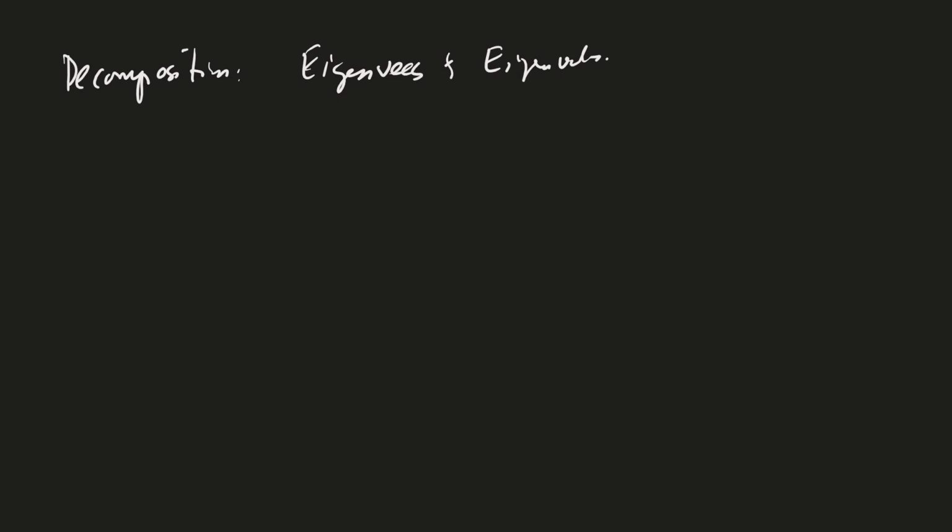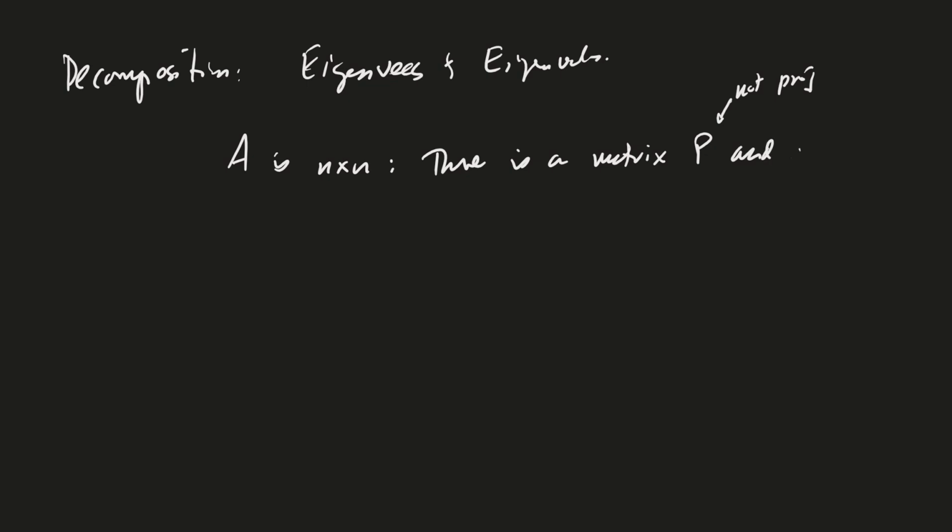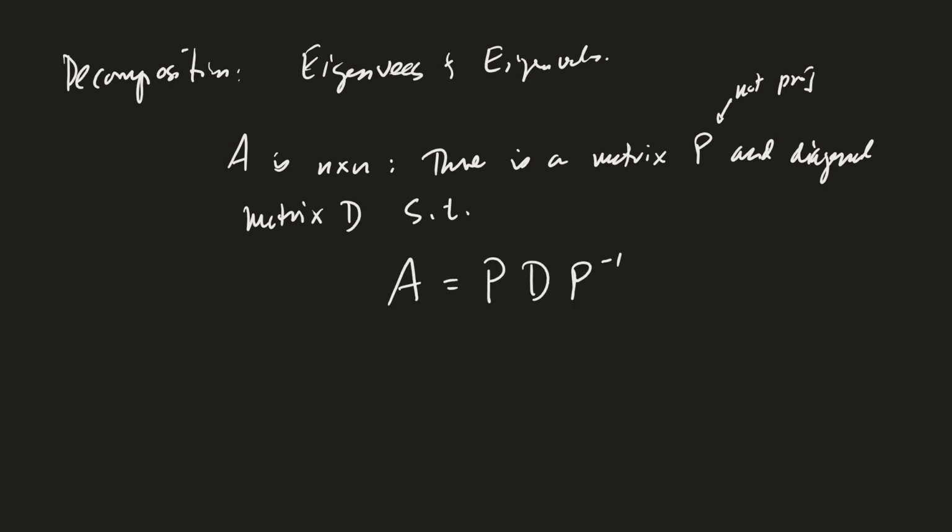And you're familiar with that. A is n by n. And so, we've already gone through the eigenvector eigenvalue definitions, but the idea here is that there is a matrix. Let's call it P. This is not a projection. Not necessarily a projection. It could possibly be one. And a diagonal matrix D such that A is equal to P times D times P inverse, right?